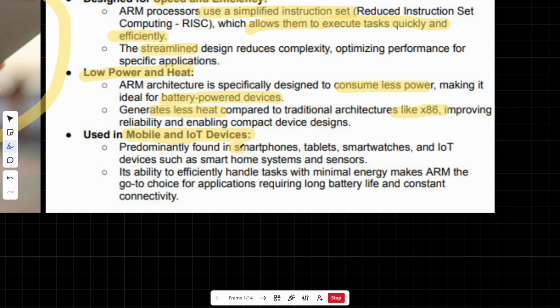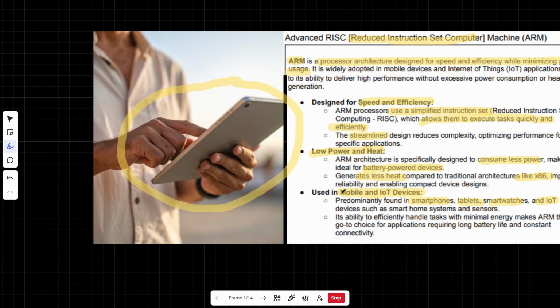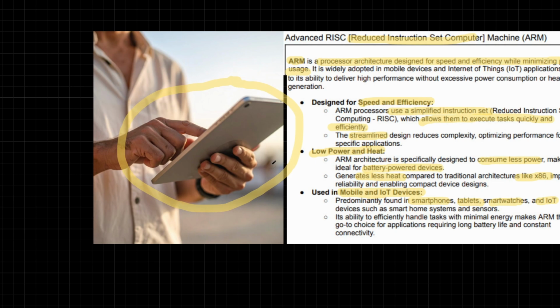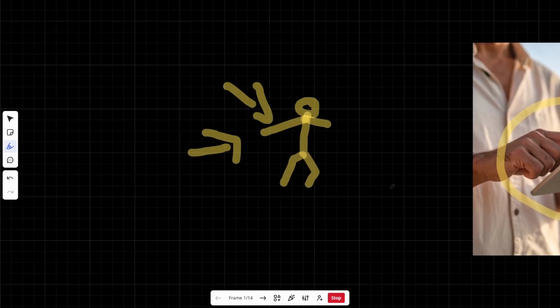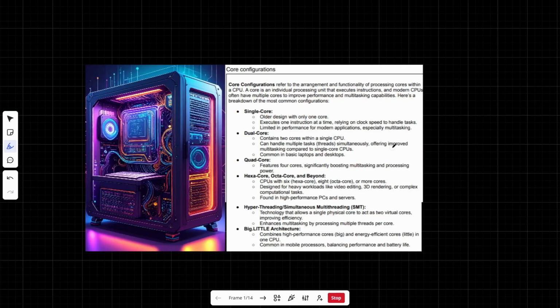Now, usually you'll find it in smartphones, tablets, smartwatches, Internet of Things devices. That's it, guys. Just know it's designed to do a specific thing. It's designed to use not a lot of power, and it's designed to not produce a lot of heat. It is the ARM. Just the ARM, nothing else. Okay, we're almost there, guys. I promise we're almost there.